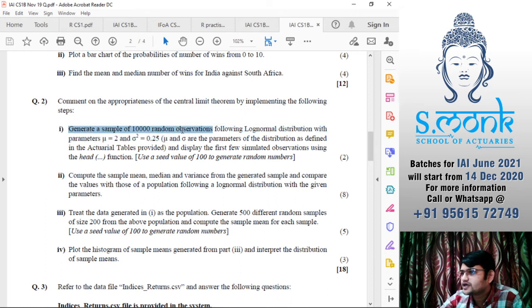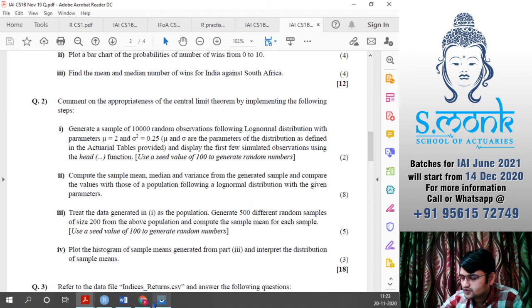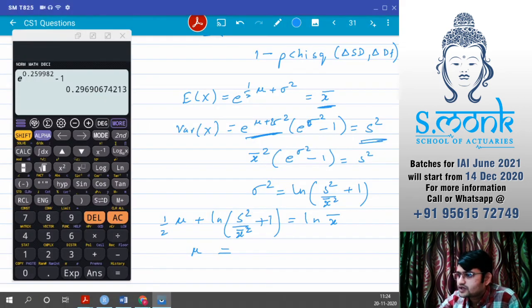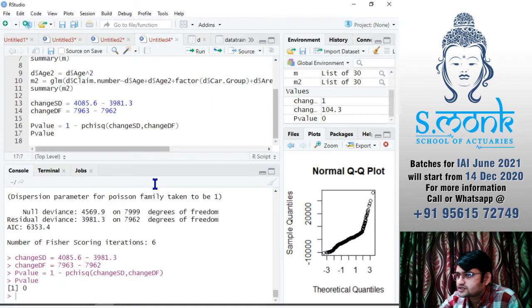So first you have to generate 10,000 random observations from log normal distribution with parameter mu equal to 2 and sigma square equal to 0.25. Remember that the parameter is sigma, not sigma square. Here they said mu and sigma are the parameters of the distribution defined as in the actuarial tables provided, and display the first few simulated observations using head function. Use a seed value of 100 to generate random numbers. So they have even given you the seed value.